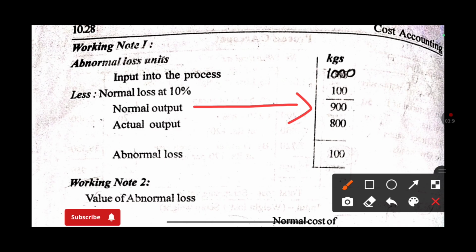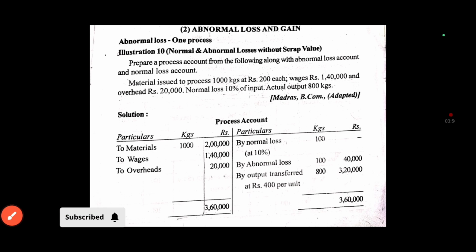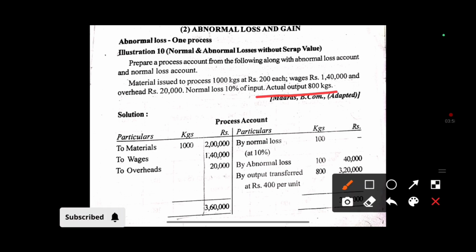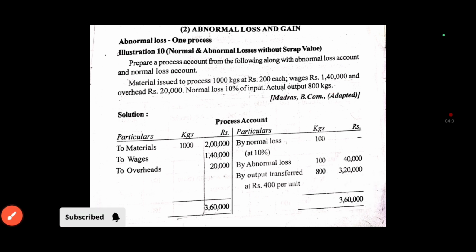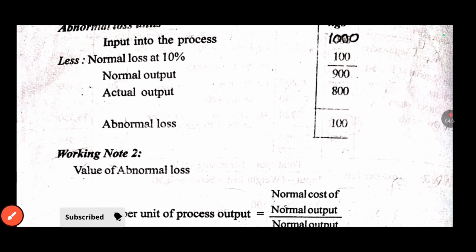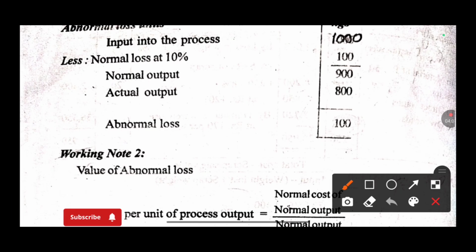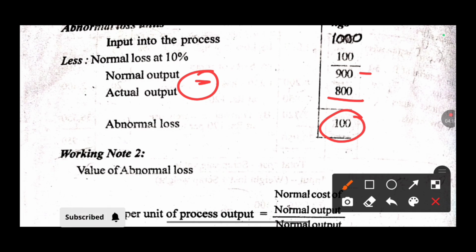Then we have the actual output. How much actual output we have? They given in the question 800 kilos. The actual output we have 800 kilos. So actual output is deducted from the normal output. The actual output 800 kilos is deducted from the normal output 900. You got the difference quantity is 100. What is the difference between actual output and the normal output? The actual output 800 subtracted from the normal output 900 kilos, you get the difference quantity is 100 kilos.